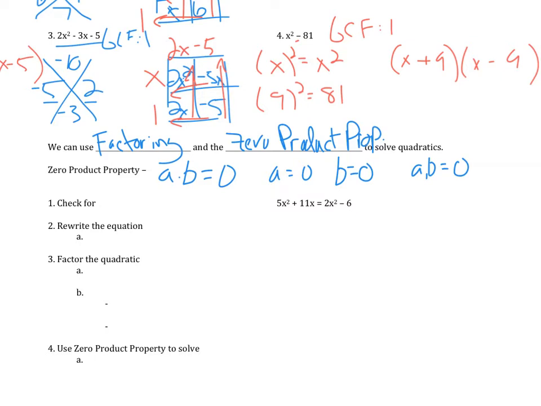So what we want to do here is we want to check to see if there's any like terms. And then we want to simplify if there are. Okay, so on this side there's no like terms, on the right side there are no like terms. So then we want to rewrite the equation by setting it equal to 0.